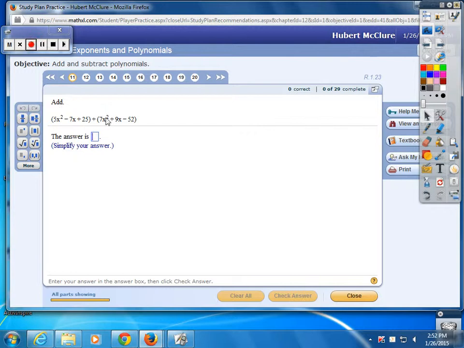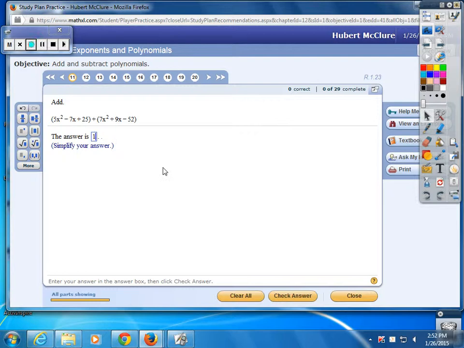Being able to add, you should be able to add that one. Go ahead and just do that right quick in your head. See what you get. I'll blow it up for you. Just make sure you can knock the cobwebs loose on adding polynomials. That says 5x squared minus 7x plus 25, parentheses, plus, parentheses, 7x squared plus 9x minus 52. Now what's 5x squared plus 7x squared? 12x.